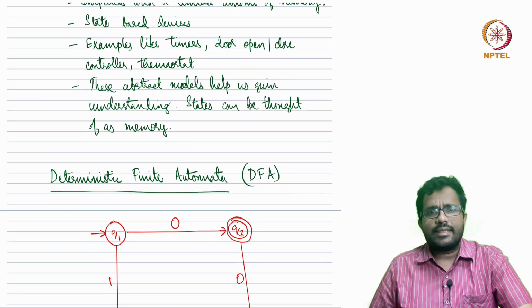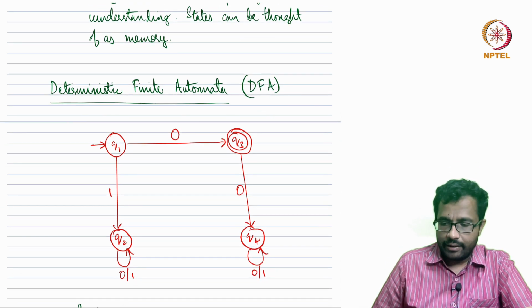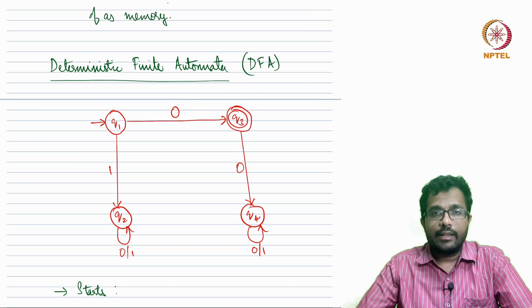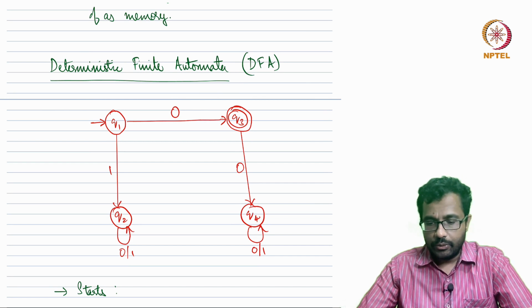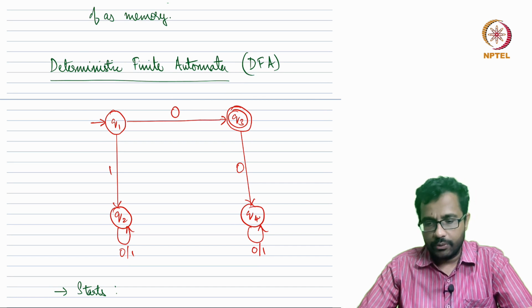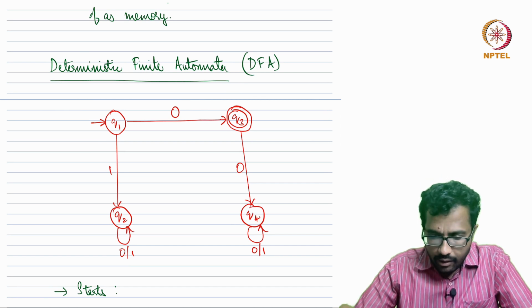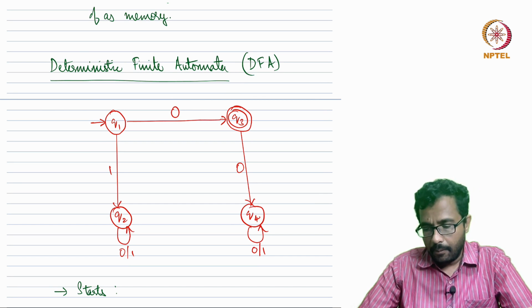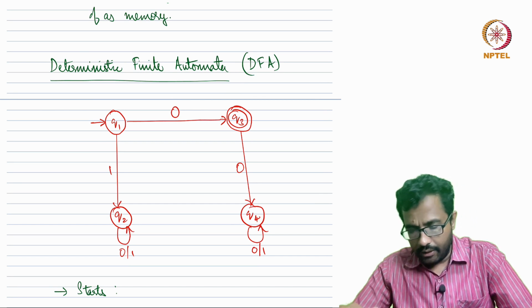So let's just see an example which will clarify things. In finite automata itself, we'll first see the deterministic finite automata. We'll see what is deterministic, what is finite about this automaton, and so on. So this is the deterministic finite automaton. This is an example.